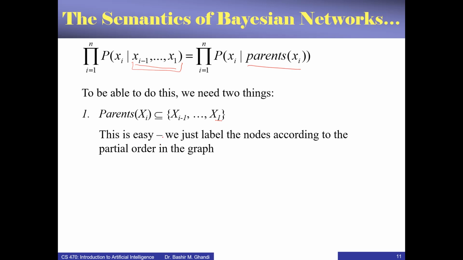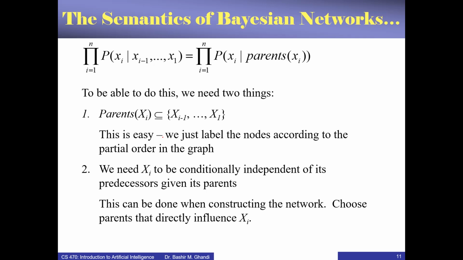Just number the nodes accordingly so that the parents will always appear first before the children. But more importantly, we need xi to be conditionally independent of its predecessors, given its parent. We need each node xi to be conditionally independent of its predecessors, given its parent, because if it is, then we can write this to be equal to this.